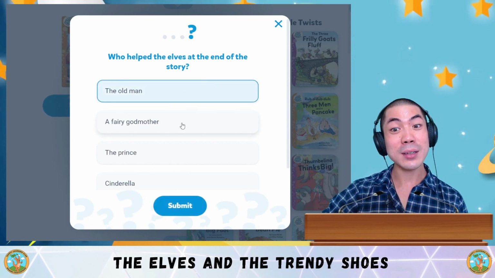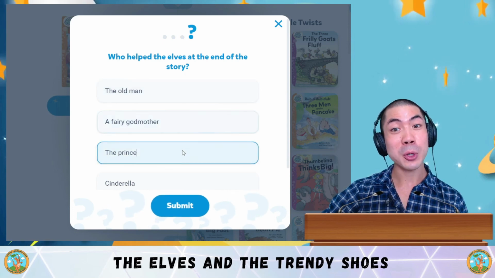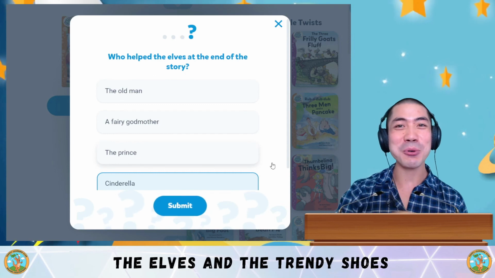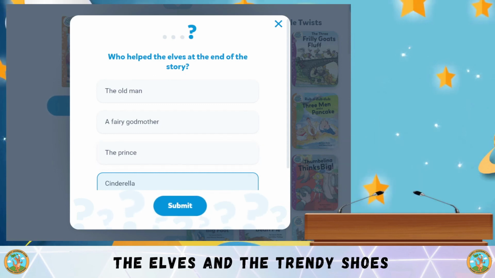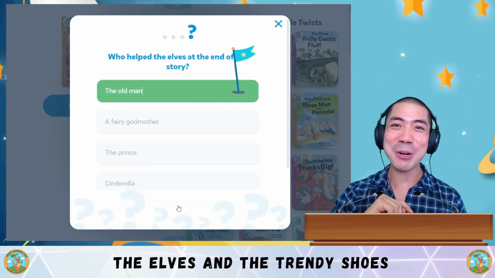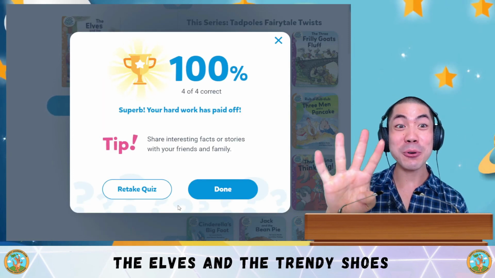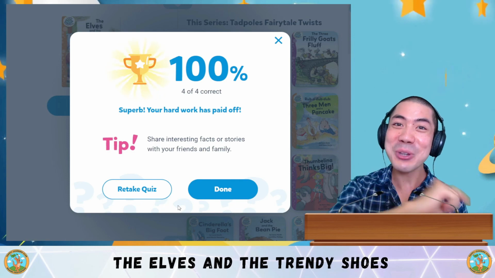Very good. Final question. Who helped the elves at the end of the story? Was it the old man, the fairy godmother, was it the prince, or was it Cinderella? What do you think? I'll give you a moment. The answer is the old man helped them. Very good. How many questions did you get right? If you got 4, it means you got 100% and you're amazing.